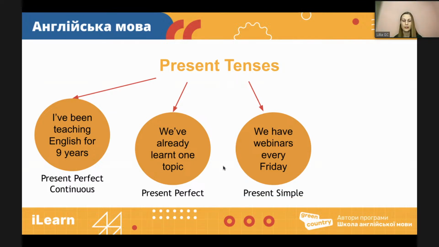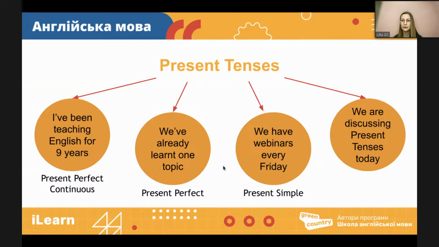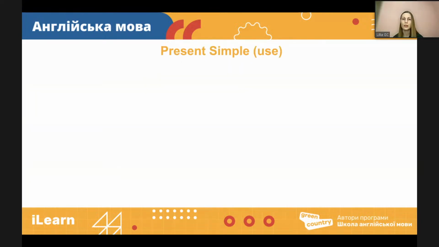Of course, that is present simple, right? And one more here. We are discussing present tenses today. So what is that? Present continuous, obviously. Right. So there are 4 tenses when it comes to present. And today we are going to discuss all the differences, all the nuances of using them. So let's get started. And first of all, let's focus on present simple use.